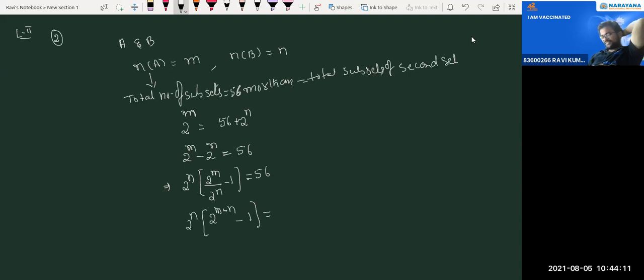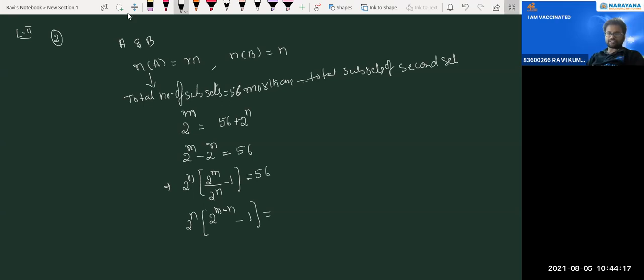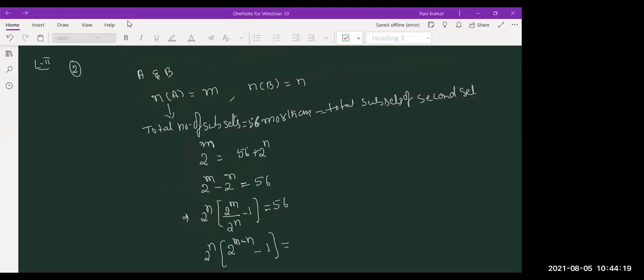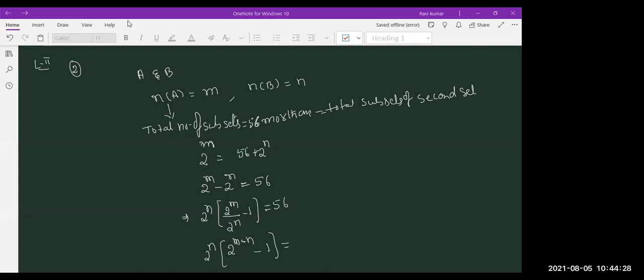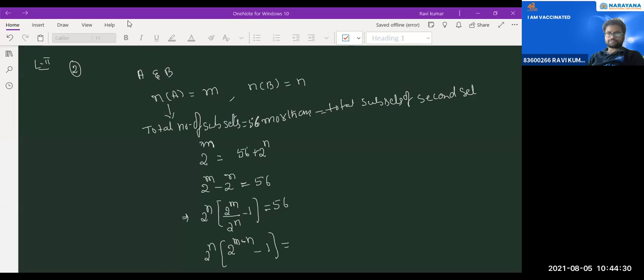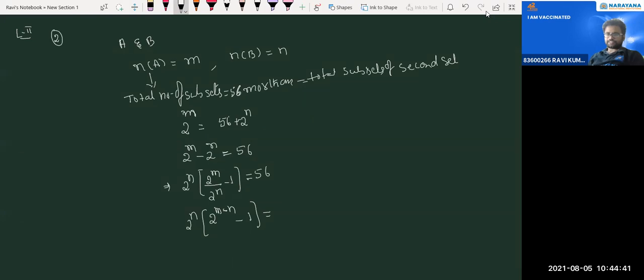Do you also understand? Others also look once. You understand or not? Now this is 56, right? This 56, I want to write as prime factors. You know how to write as prime factors?